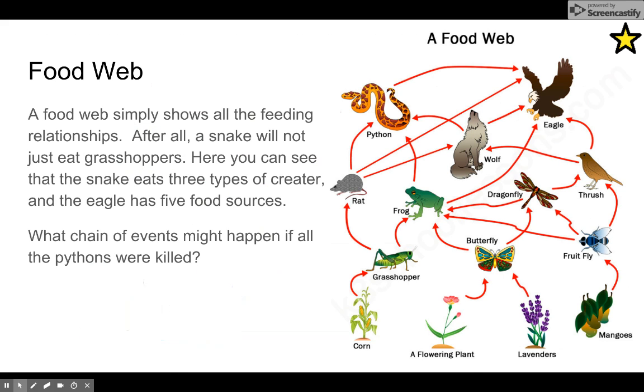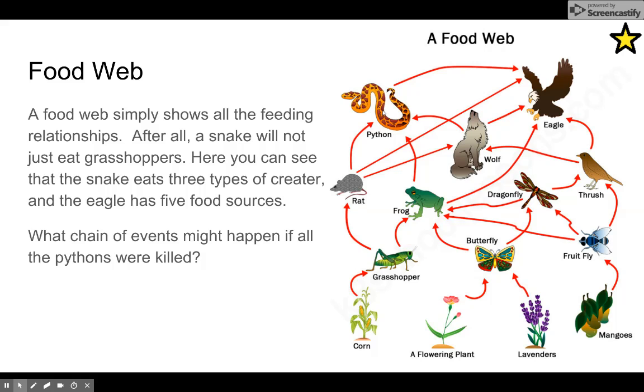All a food web does is put it together as a braid, indicating every food source an animal has, not just one. So this python here is feeding on 3 different creatures, while the eagle has a very rich diet of 5. The rat has a serious problem in this environment. He only eats grasshopper. If you wipe out the grasshopper, the rat's done for. The eagle would be much harder to completely wipe out.